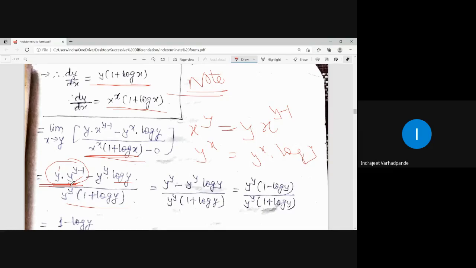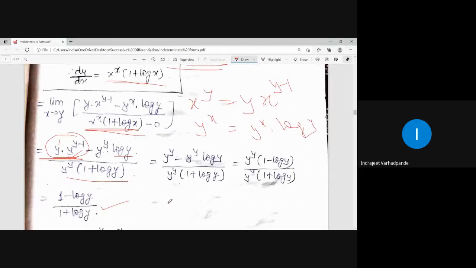Noted down completely. So y to the power y is common. What is left? 1 minus log y. In the denominator also I have y to the power y multiplied by the bracket 1 plus log y. y to the power y is cancelled. 1 minus log y upon 1 plus log y is the final answer.